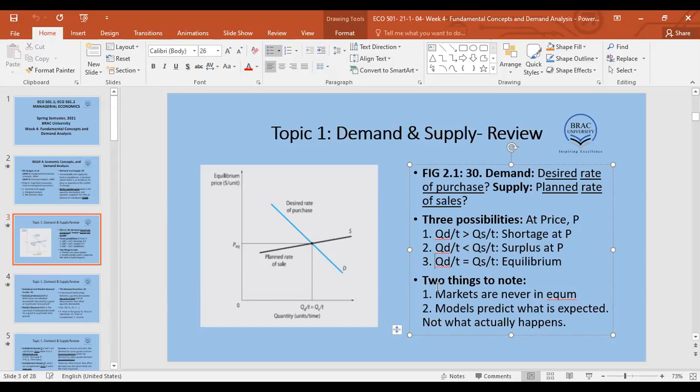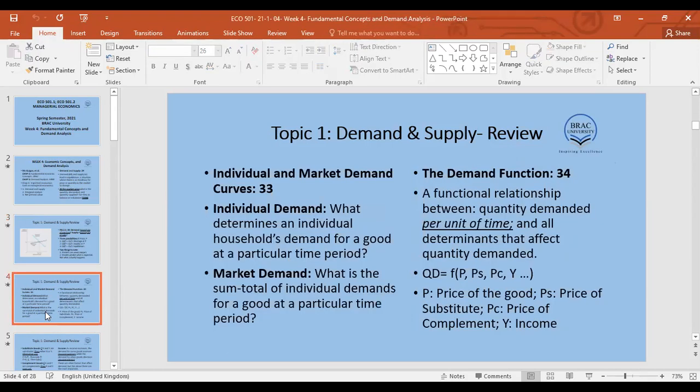Now, markets are never in equilibrium. We said that because market equilibrium is very much like the human body temperature, 98.4 degrees Fahrenheit. If we take everybody's temperature right now, nobody's temperature is going to be 98.4. But that's the standard against which we measure the actual outcomes. So I think this is quite evident.